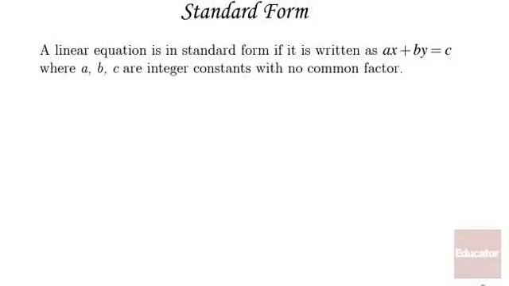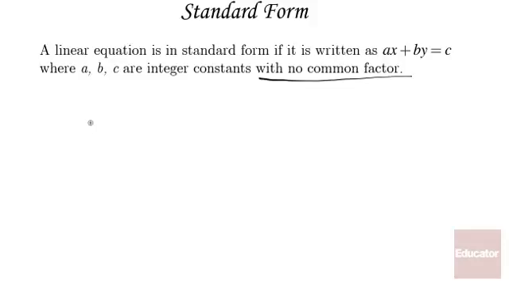Okay, so the first form of the linear equation that we talked about just a minute ago is also called standard form. So a linear equation is in standard form if it's written in the form ax plus by equals c, where a, b, and c are integer constants. And this is important, with no common factor. If a common factor remains, it's not in standard form.